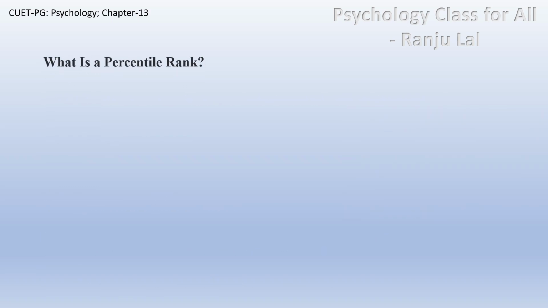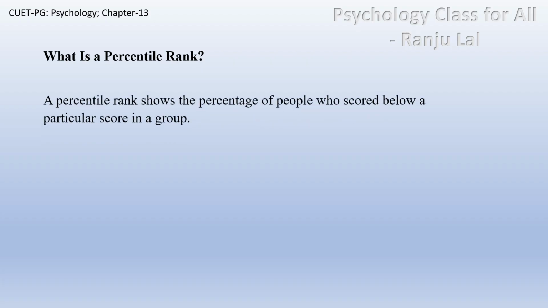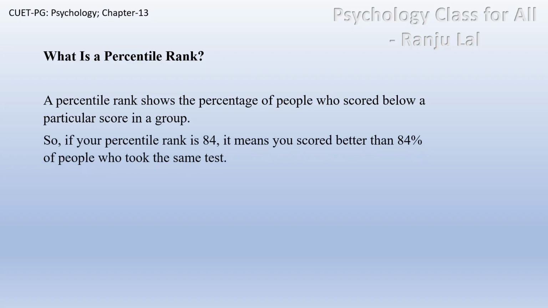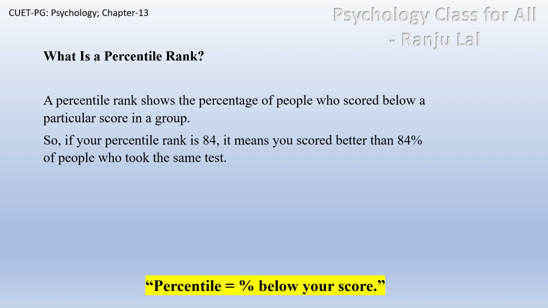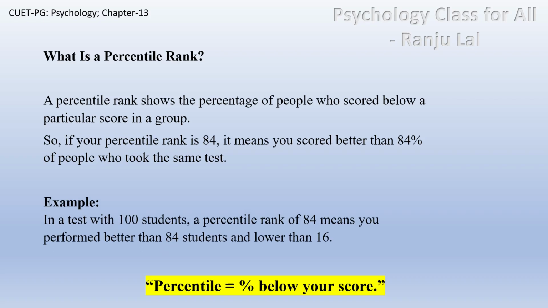Now a recap about percentile rank. A percentile rank shows the percentage of people who scored below a particular score in a group. So if your percentile rank is 84, it means you scored better than 84% of people who took the same test. For example, in a test with 100 students, a percentile rank of 84 means you performed better than 84 students and lower than 16.